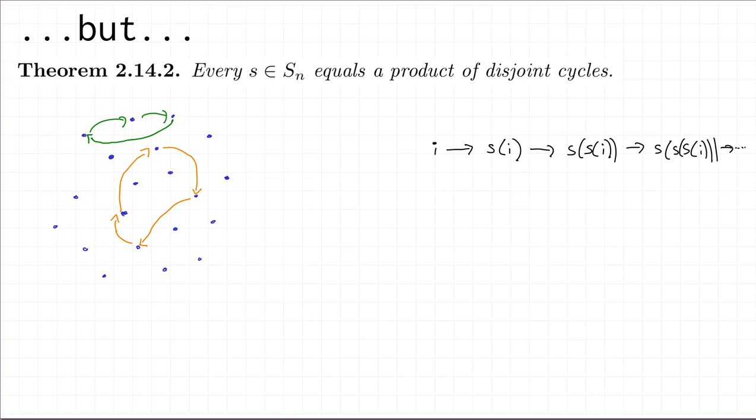So perhaps we start again here. Maybe this thing gets sent to itself. So we could draw an arrow like this. And if we do another one, maybe this goes to here, and this one goes to here, and this goes to here, like this. You can see what we're getting here is a bunch of disjoint cycles, and this is the reason that every permutation is expressible as a product of disjoint cycles.